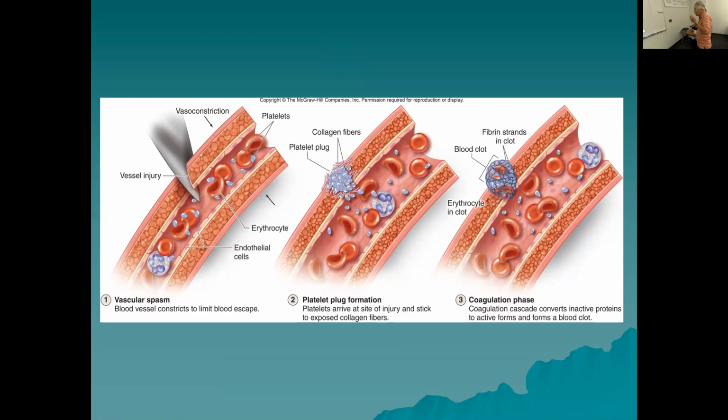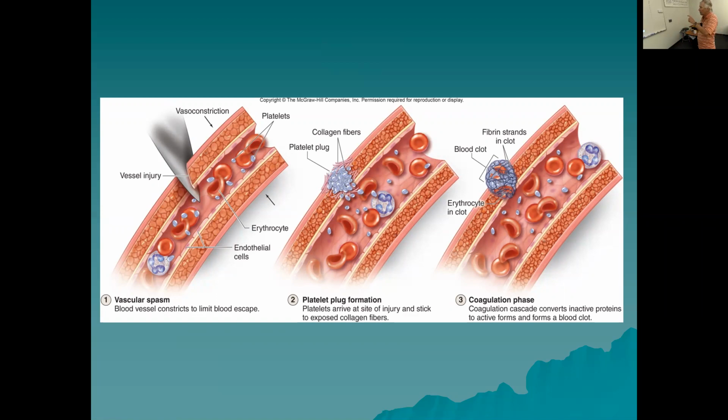When platelets get exposed to collagen, they really form this platelet plug. It plugs up the opening. This is not a clot. You haven't gotten clotting yet. Okay. Coagulation, phase 3, now it's the clotting.